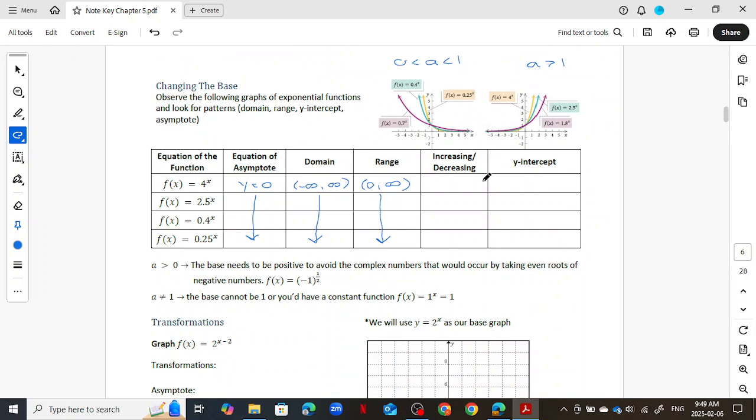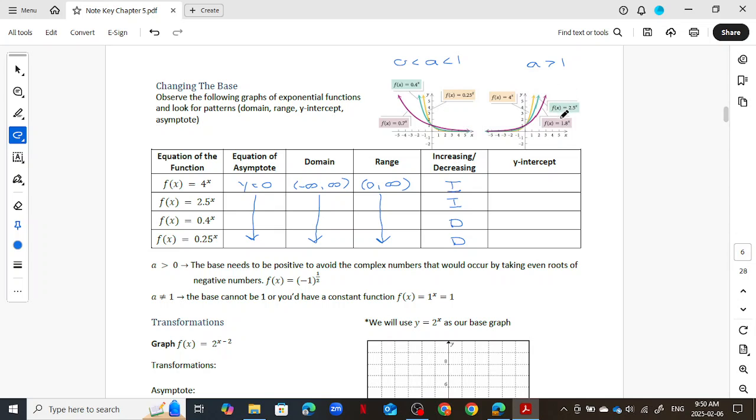Okay, what about increasing versus decreasing? What do you notice? These graphs are doing what? They're decreasing. When we do applications, we're going to call these exponential decay graphs, where over time, the amount of what you have is decreasing. So these graphs here, where the a value is between 0 and 1, are all decreasing graphs. So these two here are going to be decreasing graphs. Whereas y equals 4 to the x and y equals 2.5 to the x are increasing graphs.